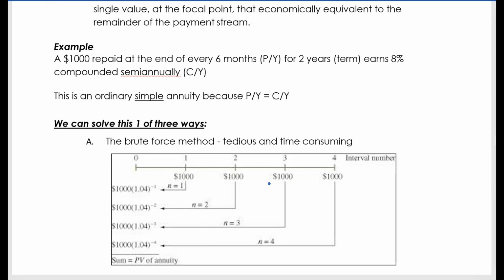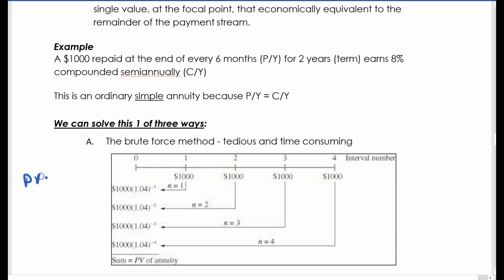So again, $1,000 repaid at the end of every 6 months for a 2-year term earns 8% compounded semi-annually. You'll notice this question is exactly the same as the one we did for future value, but now we're going to do the present value of that same ordinary simple annuity. Again, you can do the brute force method by finding the present value of each of the payments, using the present value formula.